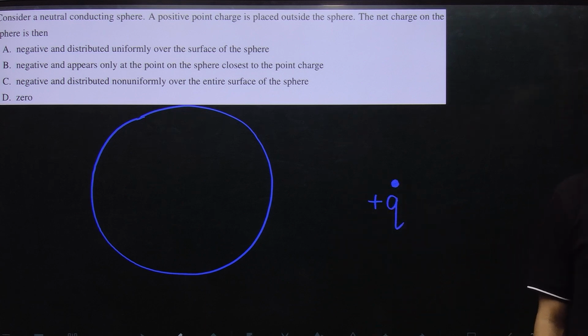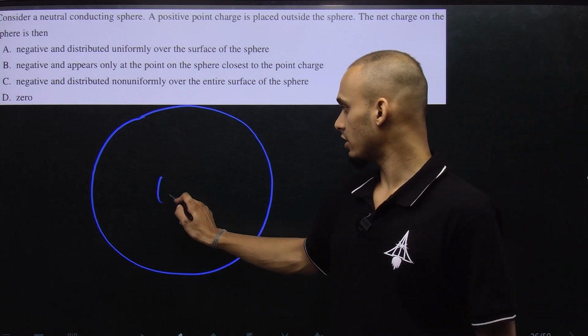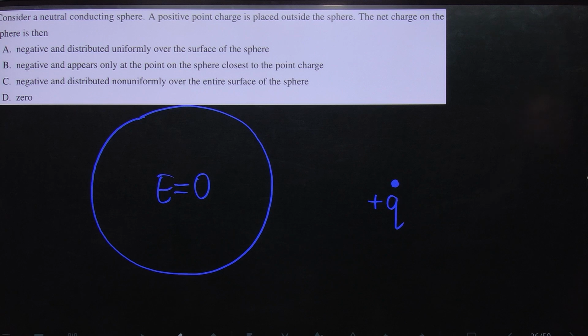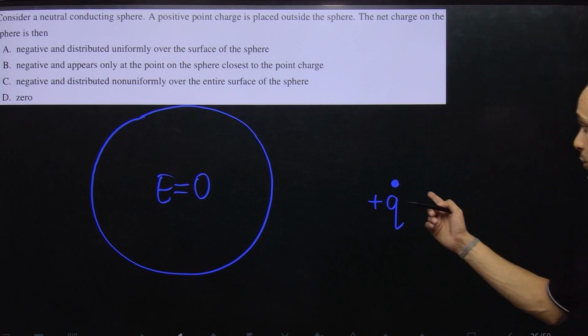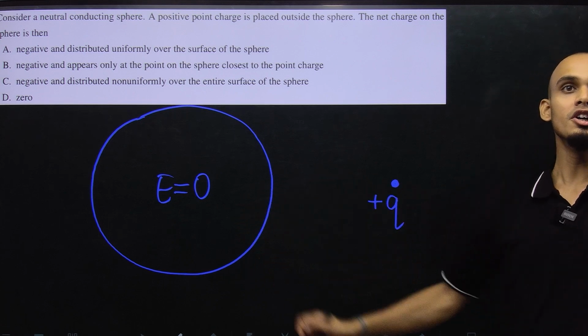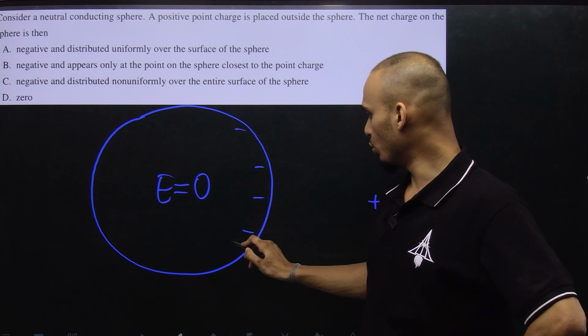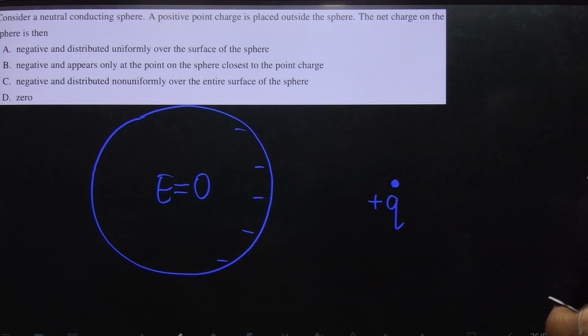Now we know that the electric field inside a conductor should be equal to 0 everywhere. There should be no electric field inside a conductor. So the electric field due to the charge plus q should be balanced because of the negative charge induced on the surface of the conductor.